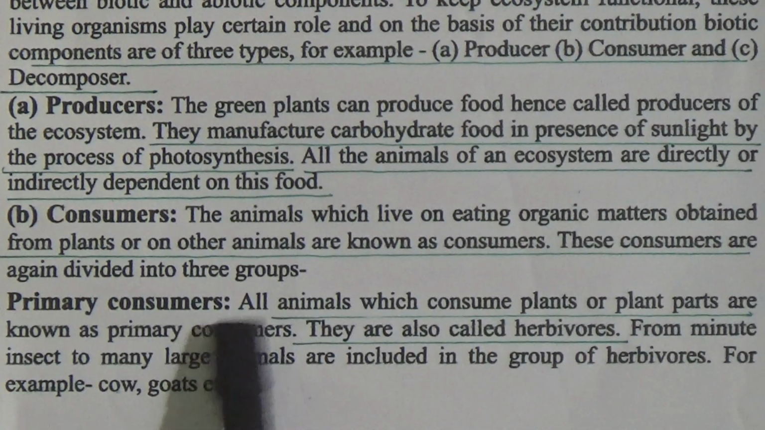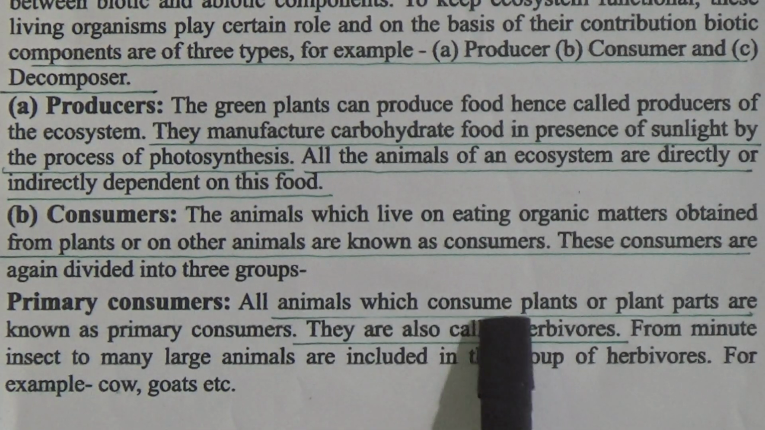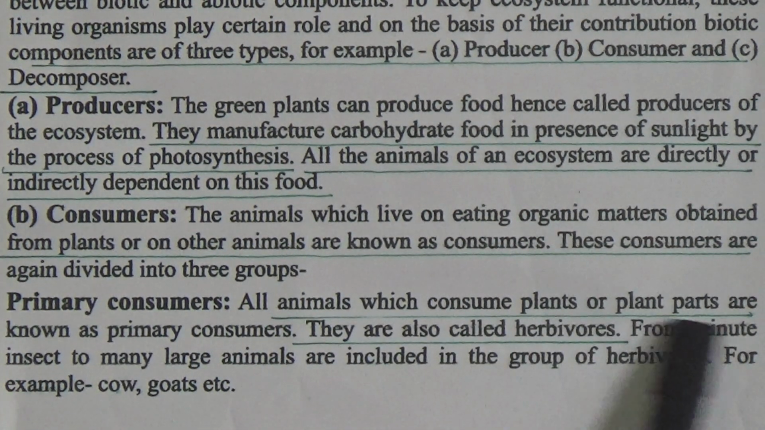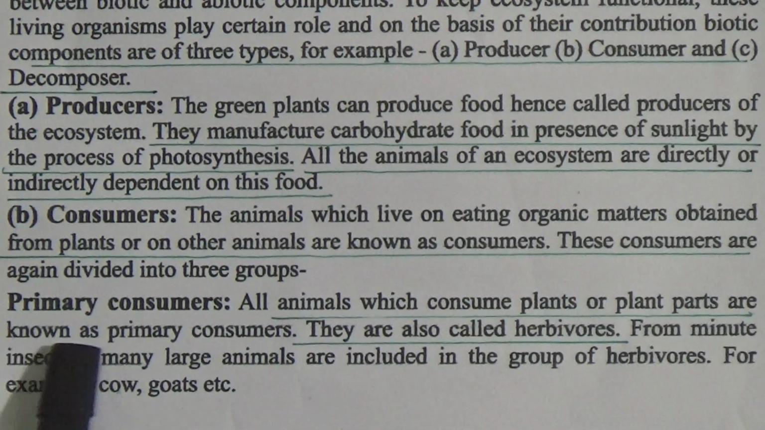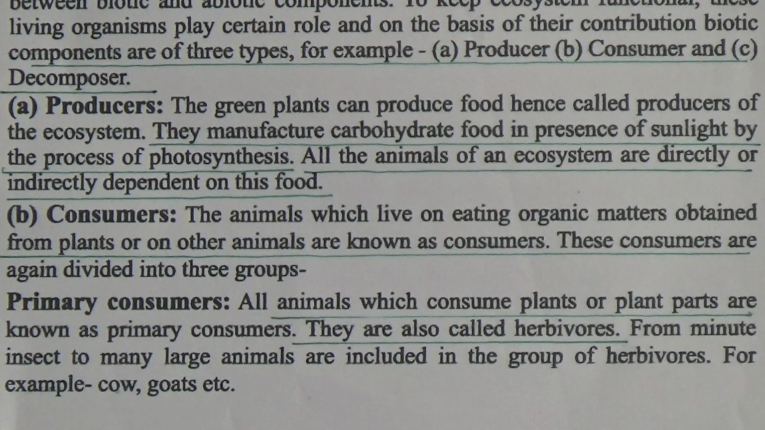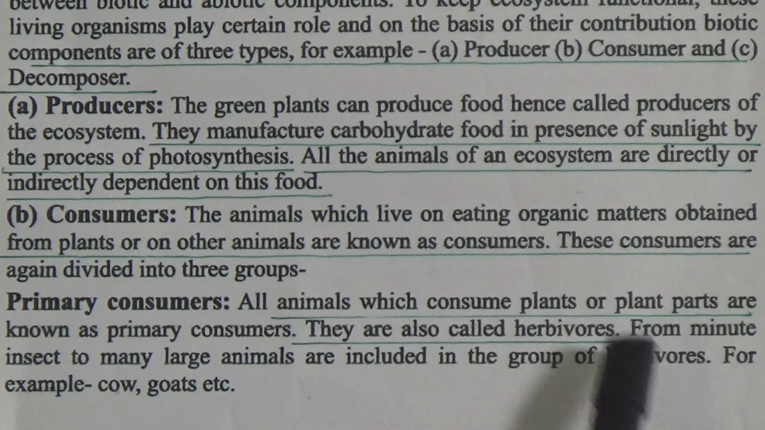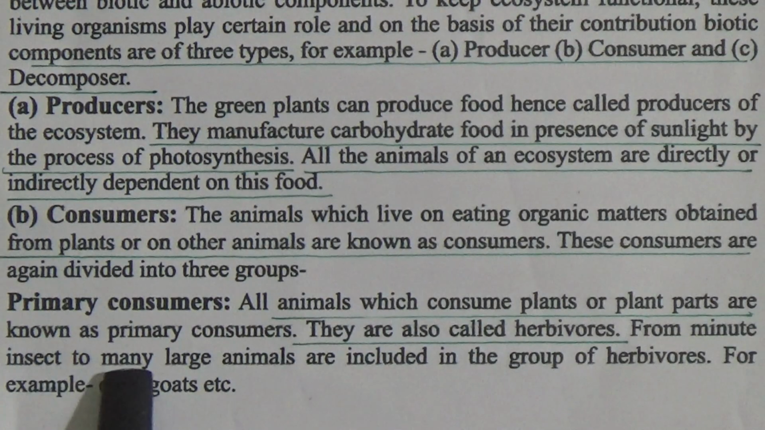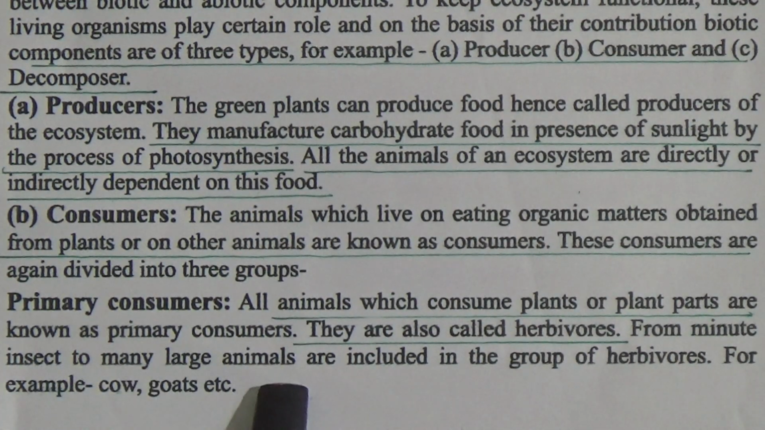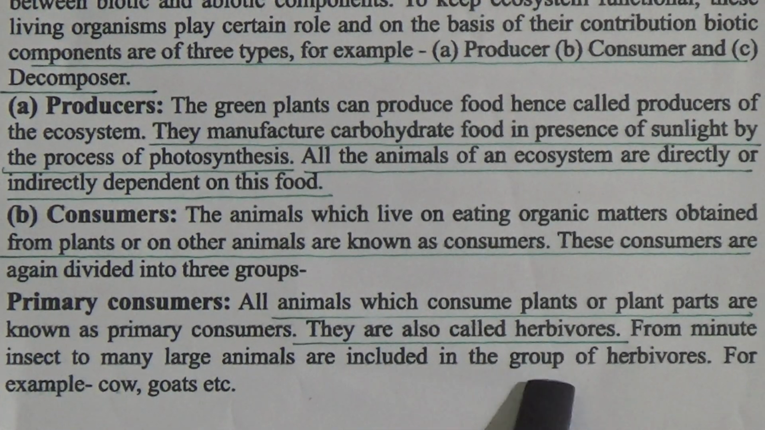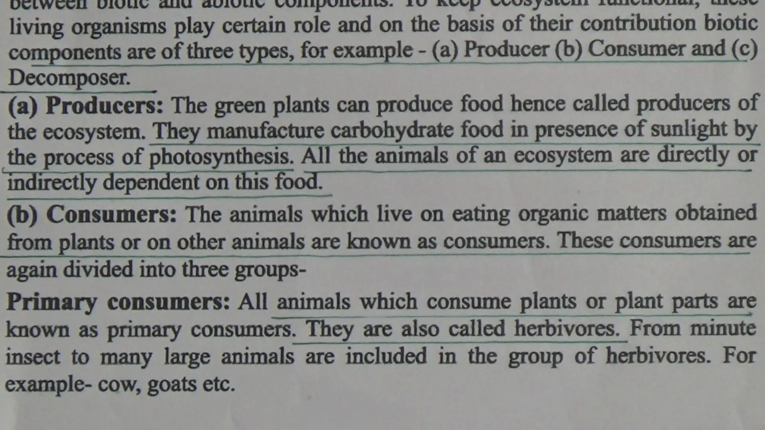Primary consumers. All animals which consume plants or plant parts are known as primary consumers. They are also called herbivores. From minute insects to many large animals are included in the group of herbivores. For example, cow, goat, etc.